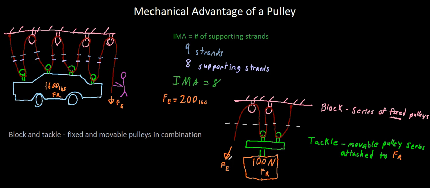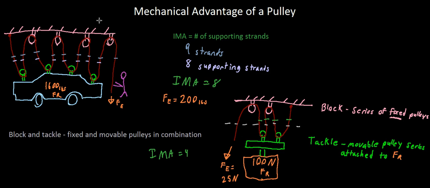Now that we've defined what a block and tackle is, see if you can pause the video and solve for force effort. And so hopefully you realize that even though there's 5 strands here, only 4 of them are supporting FE. So that means the IMA is equal to 4, which means the force effort will be 1/4 of our force resistance. And 100 divided by 4 is just 25 newtons in this case. And this is how a block and tackle works.